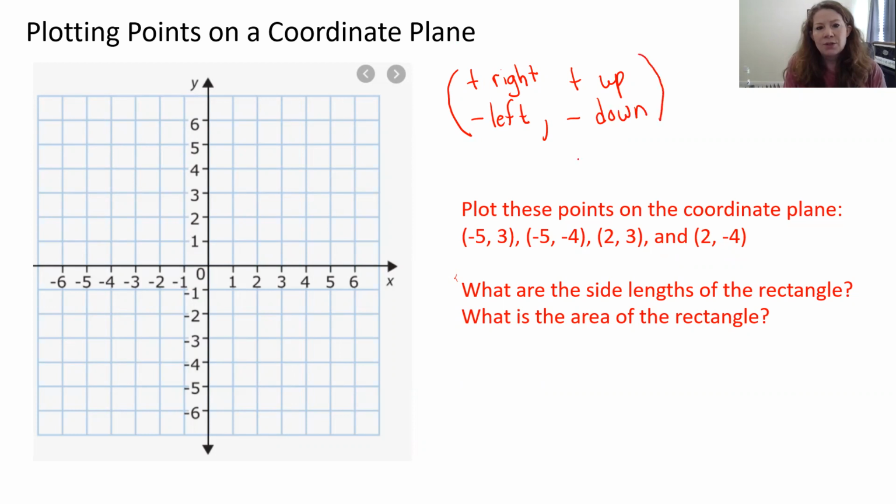So you always start at the origin, which is right here at 0, 0 on a coordinate plane. Okay, so -5, +3. So from the origin, I'm going to go left 5, and then +3. I'm going to go up on the y-axis, and there's my plot. There's my point. All right, now it tells me to go left 5, down 4. So from the origin, I go left 5, down 4.